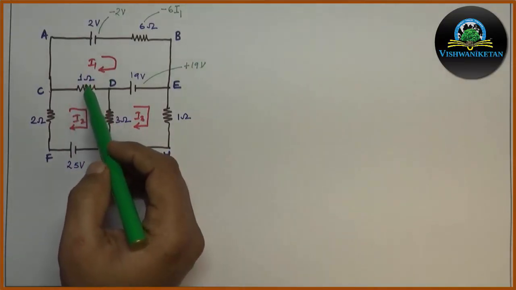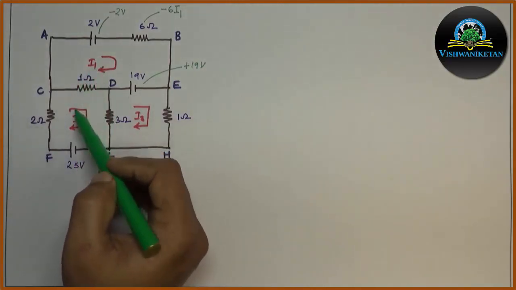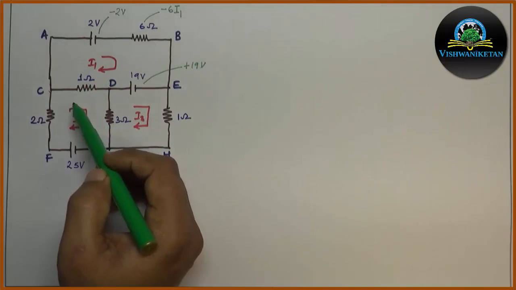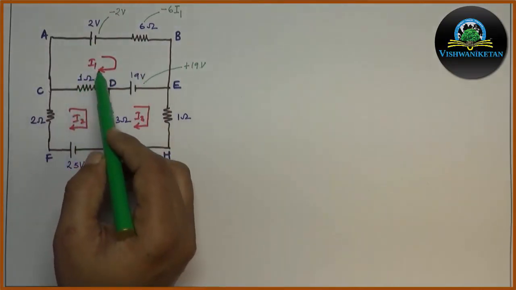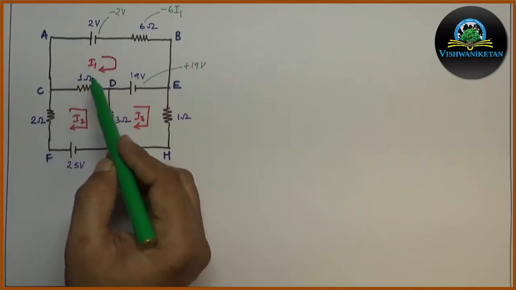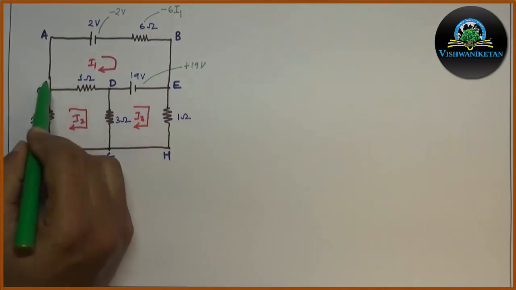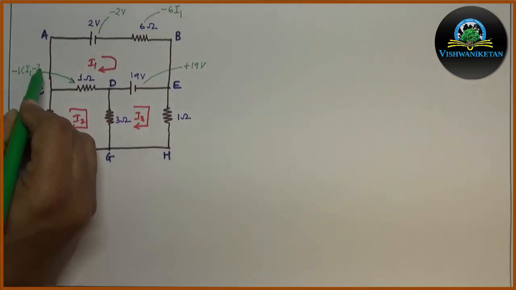Therefore, the voltage drop across the 1 ohm resistor will be due to 1 ohm and I1 minus I2, or I2 minus I1. Now how to decide the direction? The difference I1 minus I2 should be considered because we are in loop 1. Hence, I1 is assumed to be higher than I2. So for the mesh 1 equation, the current through the 1 ohm is I1 minus I2. Hence, the voltage drop across the 1 ohm will be minus 1 (I1 minus I2).